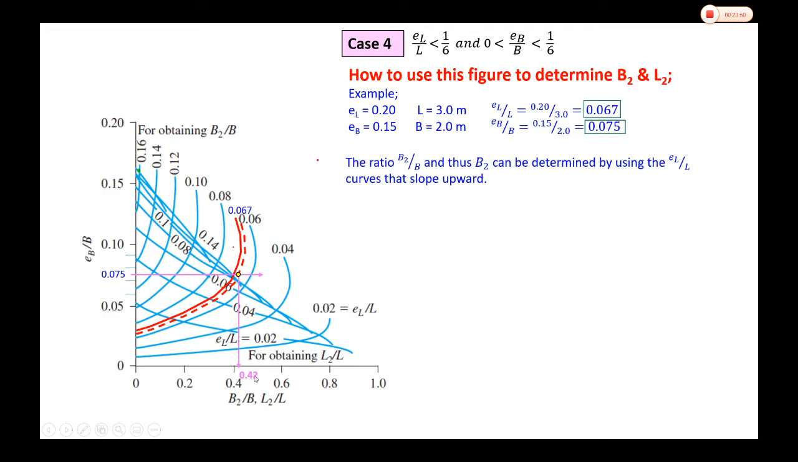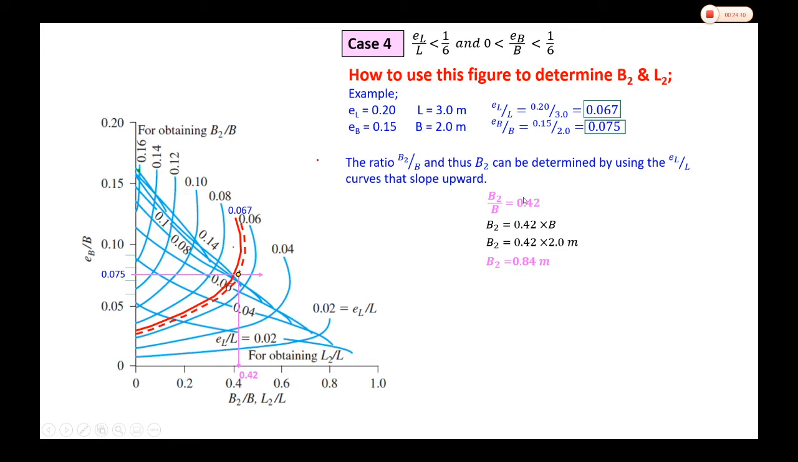This one is to get the ratio for B2 over B. So it's around 0.42. So you have B2 over B is 0.42. You solve this ratio, then you can get the B2 exactly 0.84 meter here.